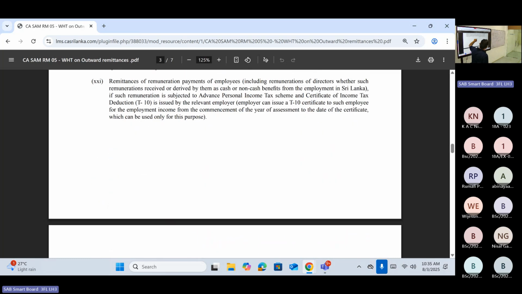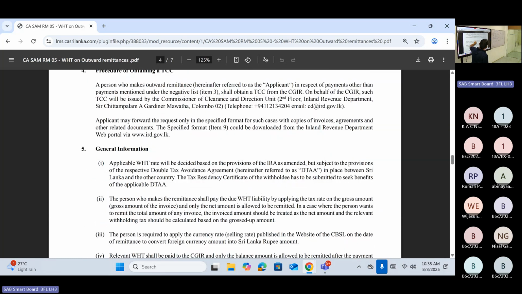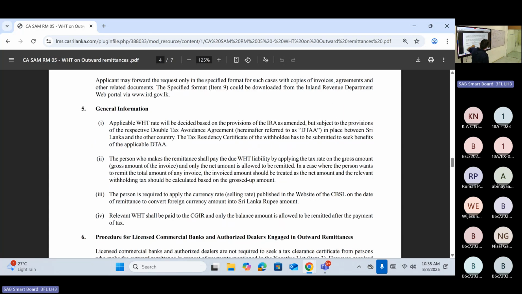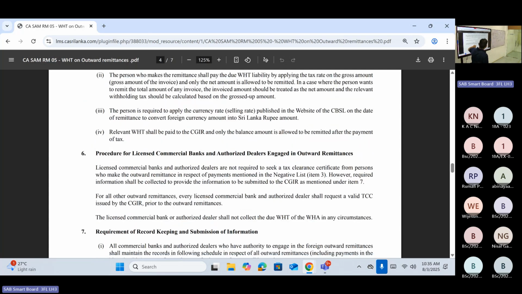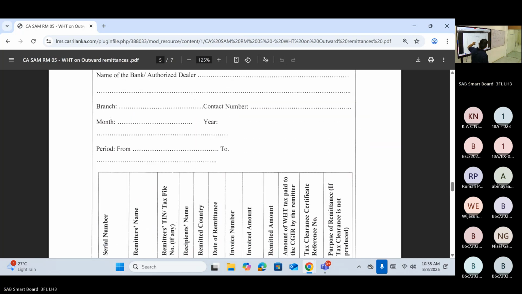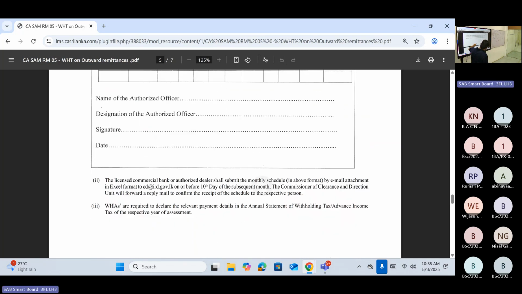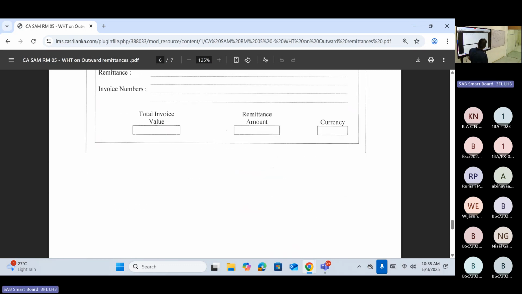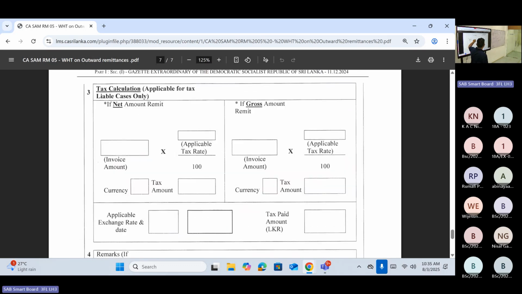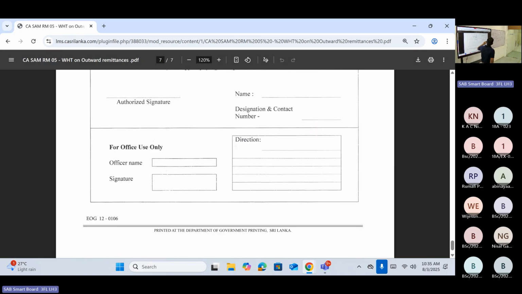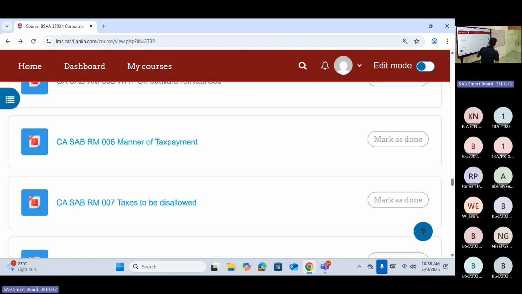So thereafter, if somebody has paid tax, he can get a withholding certificate from the Commissioner General. The Commissioner General issues a certificate, and that considers the amount he has paid in Sri Lanka. This is the application to make that clearance, right? This is there in that. This is a gazetted application. It is part of law.